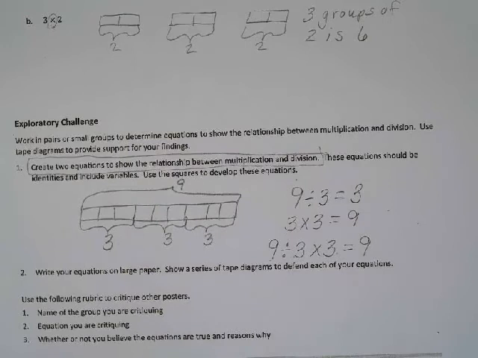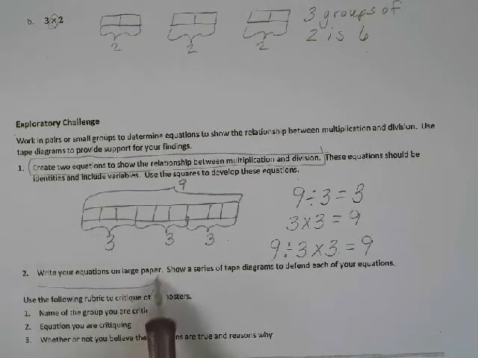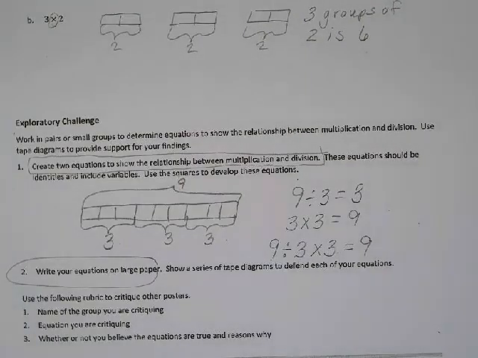So you and a partner are going to do that. When you have one that you think works, then you're going to come and see me. And once I approve it, you're going to put your equation on large white paper. So those are the only 2 steps you're going to do in that assignment.